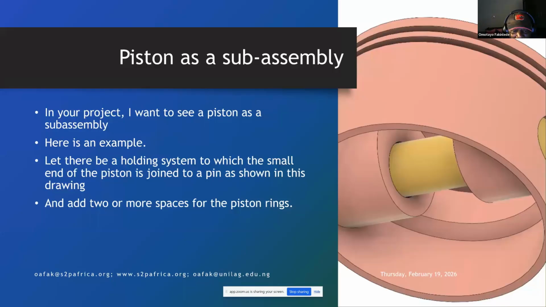Now, before I go into a small demo before we end today's class, in your project, just as we have done the piston sub-assembly and the connecting rod sub-assembly, I will expect you to also do a piston sub-assembly like this one. This particular one has two piston ring spaces. You can have more than that if you want. It can be 2 or 3, sometimes 4.